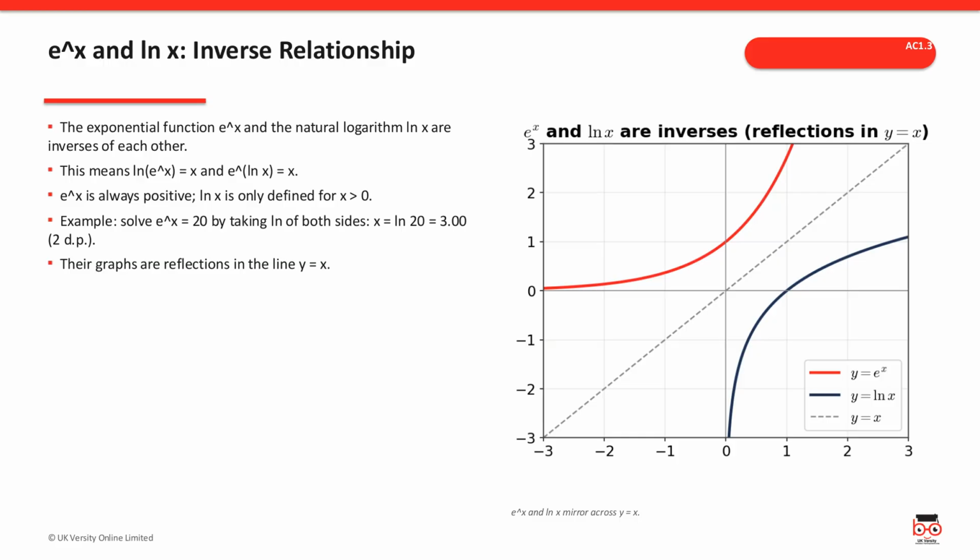The exponential function eˣ and the natural logarithm, ln x, are a perfect inverse pair, each one undoing the other. That means ln of eˣ is just x, and e to the ln x is also x. Because eˣ is always positive, ln x is only defined for x greater than 0. As an example, to solve eˣ = 20, we take ln of both sides, giving x = ln 20, which is about 3.00.